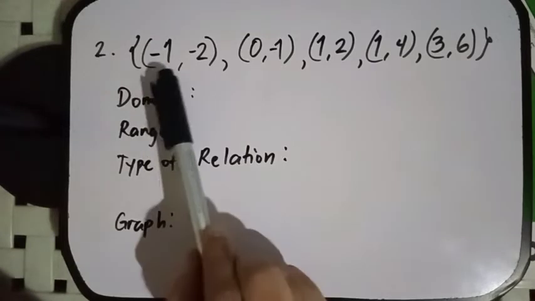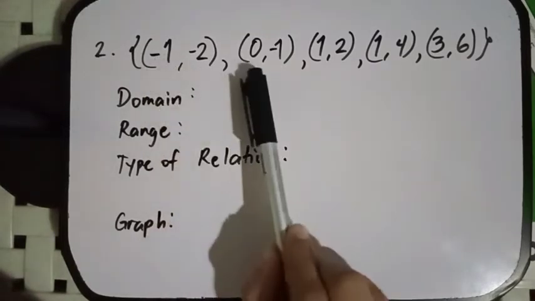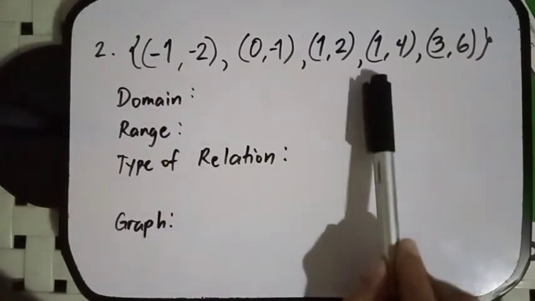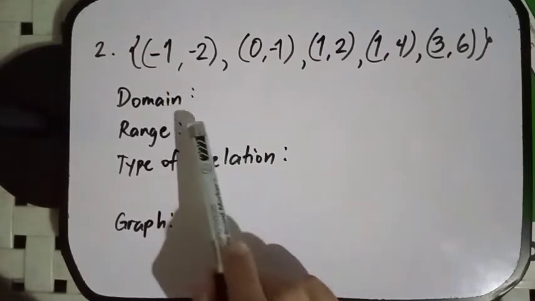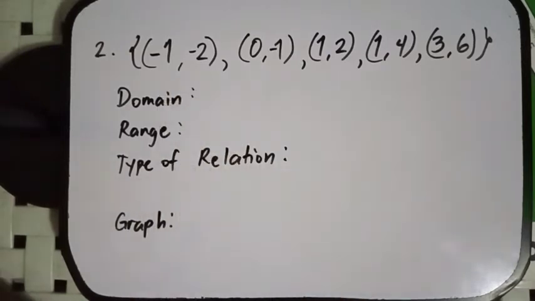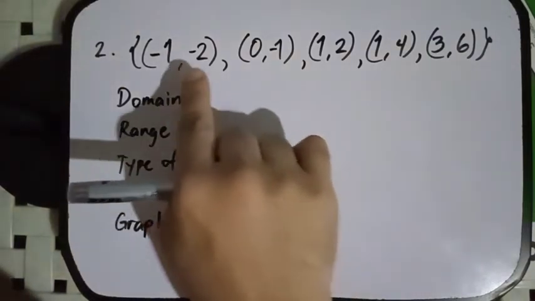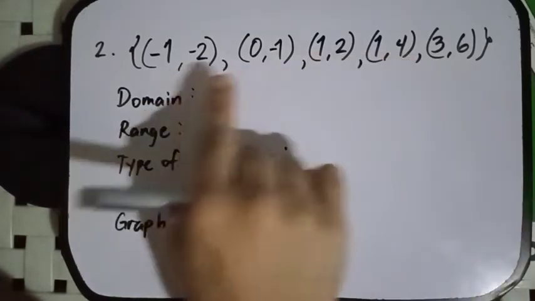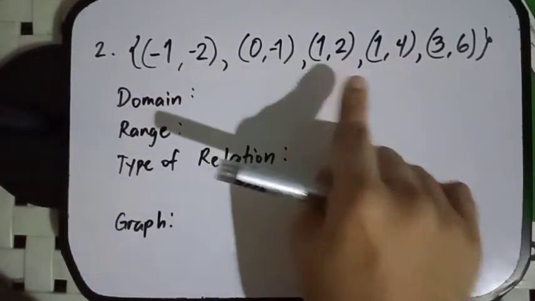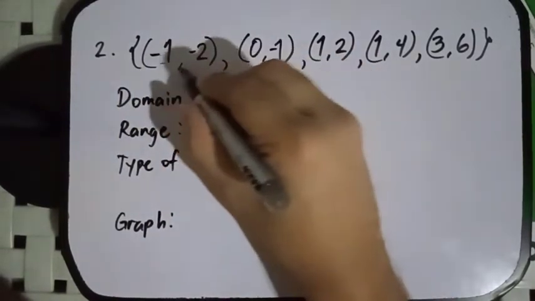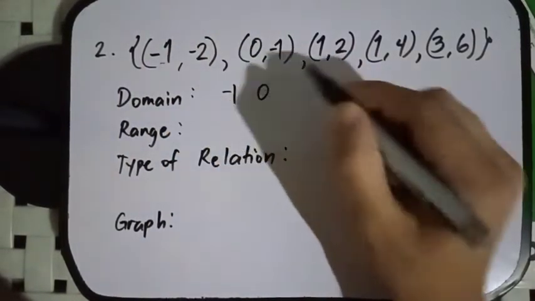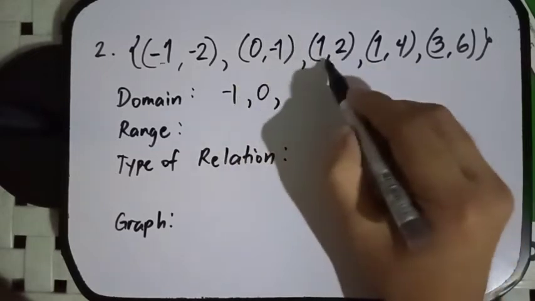Number 2, we have negative 1, negative 2, 0, negative 1, 1, 2, 1, 4, and 3, 6. Okay, so kagaya ng kanina, kukunin natin yung domain, range, type of relation, at saka graph. Yan. So sa domain, kukunin natin yung x values or x coordinates, yan yung first numbers ng ordered pair. Okay? So dito, negative 1. Tapos dito, 0. Ayan. Tapos dito naman, 1.